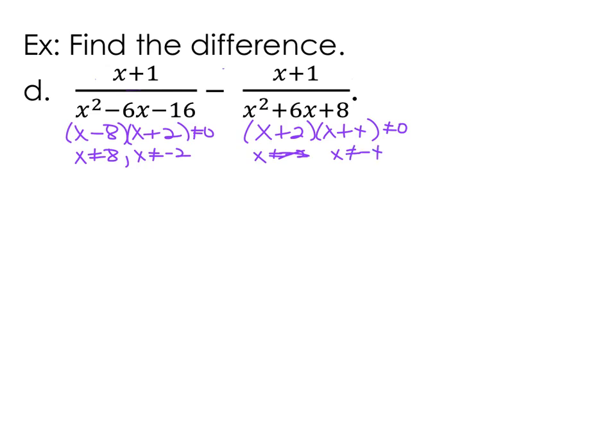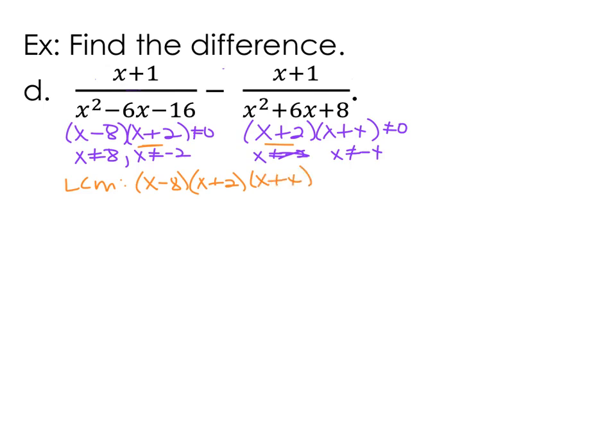Step 3, finding that least common multiple for our denominators. Notice that we have just parentheses for these denominators. There are no coefficients, nor are there monomials. So I see x minus 8. And then we have a matching x plus 2, so we'll keep that. We also have that x plus 4. There's our LCM for the denominators.